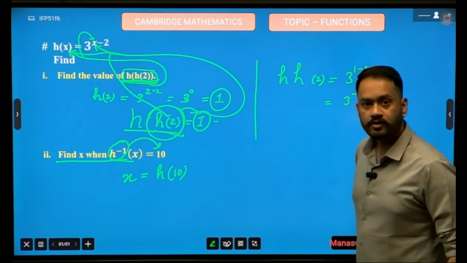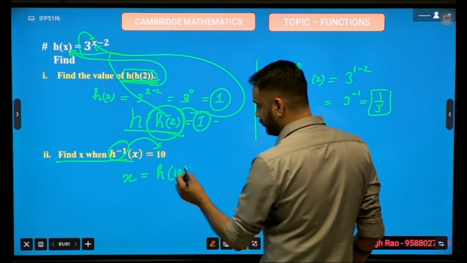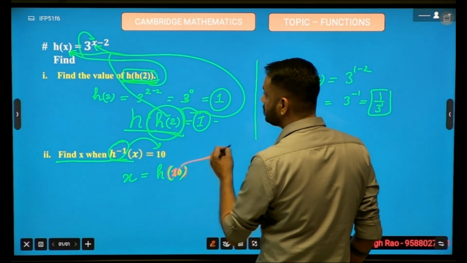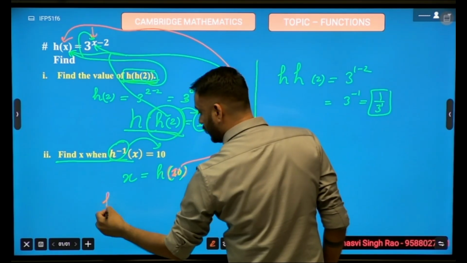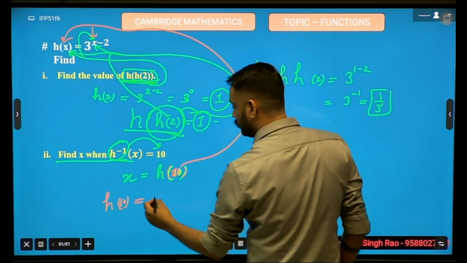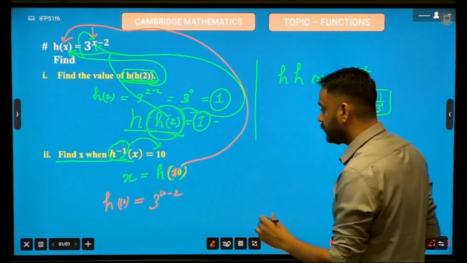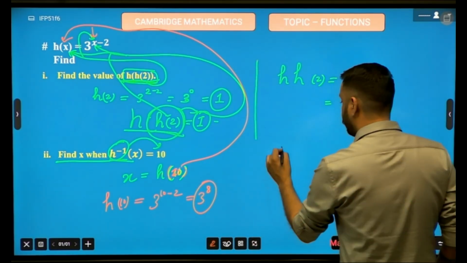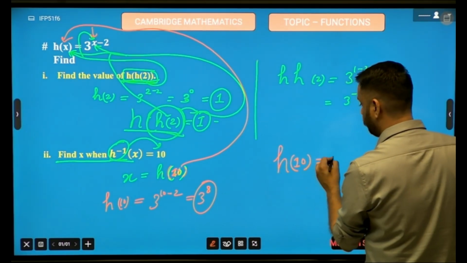Right children? So अब यहाँ पर क्या हो गया, इस h of 10 को हम क्या करेंगे, ये h of 10 जो है हम h के अंदर 10 पुट करेंगे. That means हम यहाँ पर इस फंक्शन के x में 10 पुट करेंगे. So h of 10 is equal to 3 to the power 10 minus 2. Now 10 minus 2 is 8. So that means this function will become 3 to the power 8. Very easy. Now h of 10 will be 3 to the power 8.